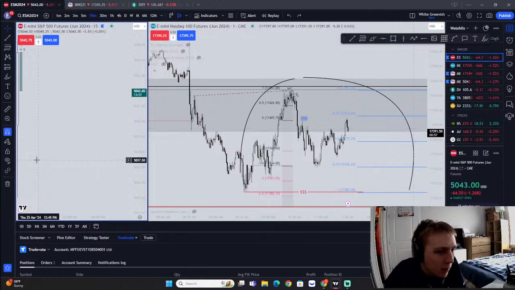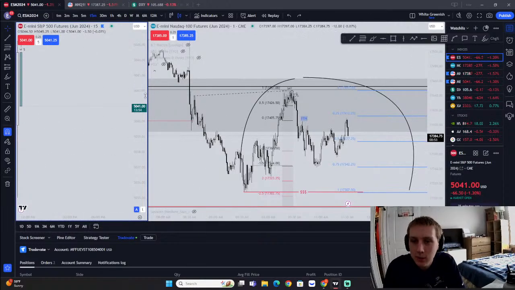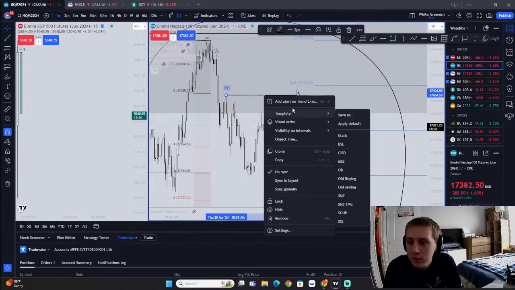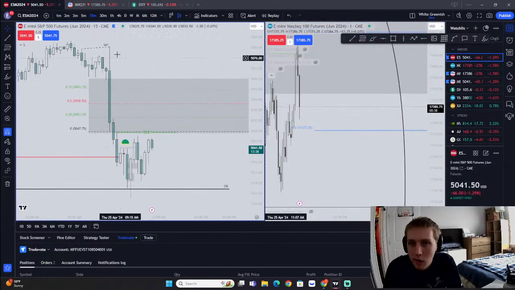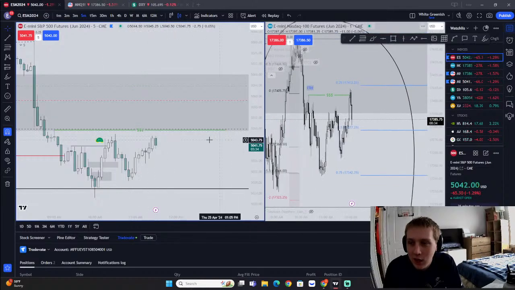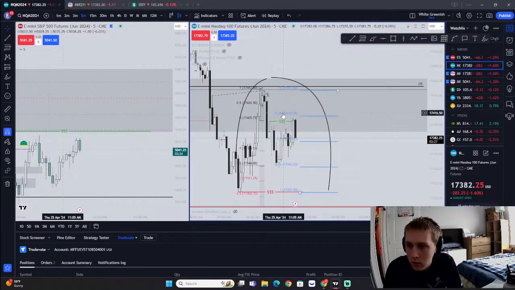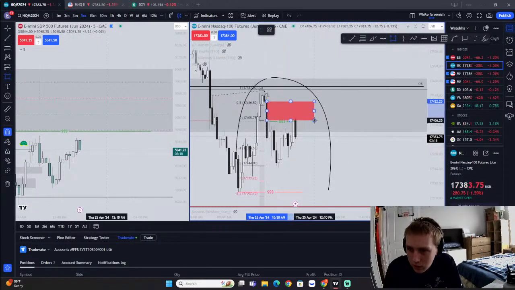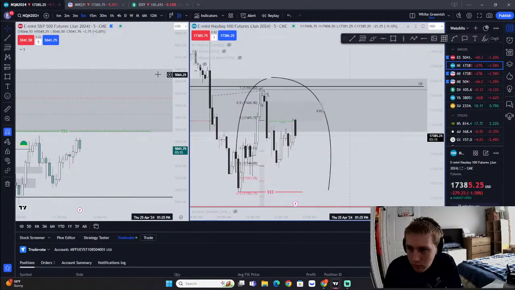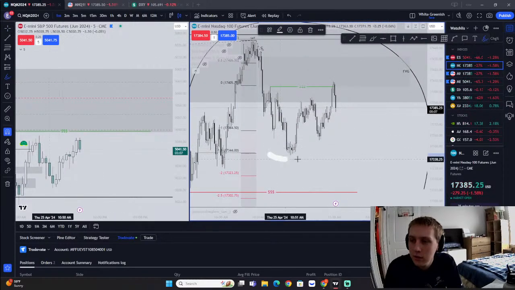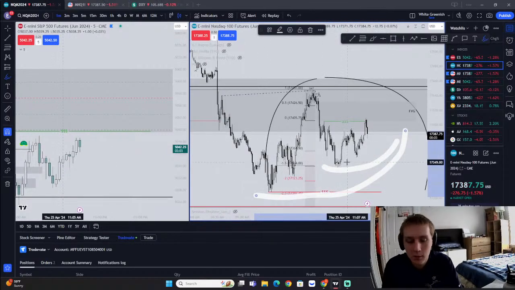Lost liquidity above ES. Don't know about a short here. I mean, everything makes sense. Internal structure swept. Where's this high on NQ? Here. I have a lot of stuff on my chart. 5 minute fair value gap tapped. Look at all this though. Low resistance liquidity below us.